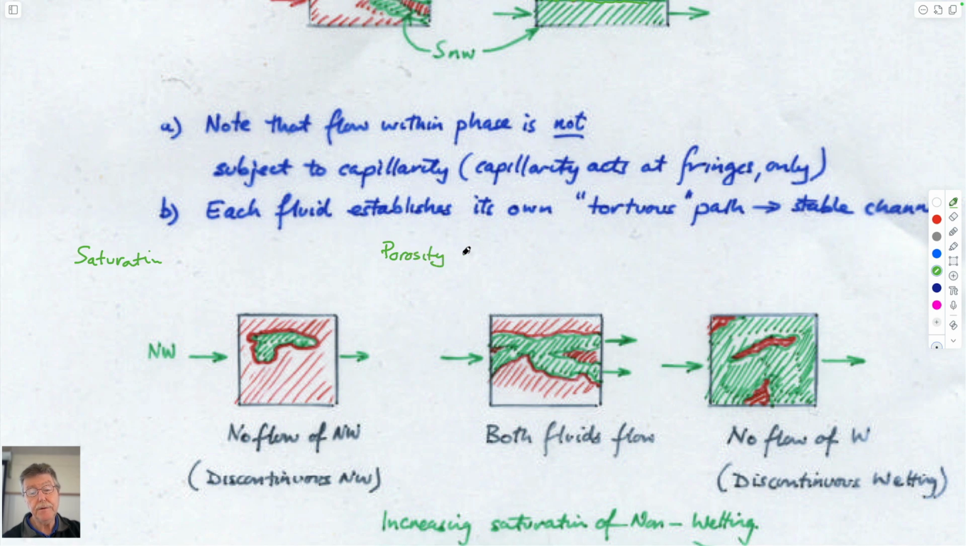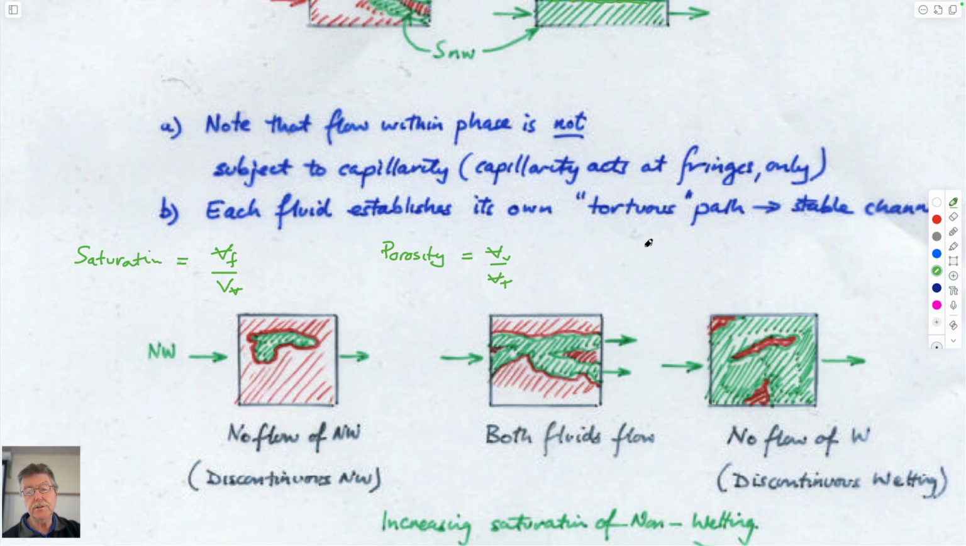So porosity would be the volume of voids divided by the total volume of the reservoir. So this would be the total volume of the reservoir. The volume of voids would be the void space. The saturation is equivalent to the volume of the fluid divided by the volume of the voids.